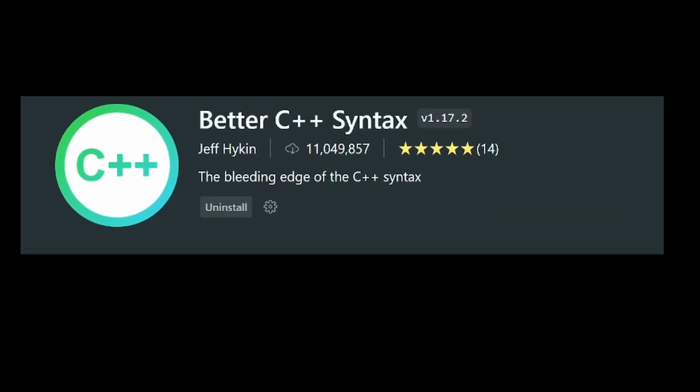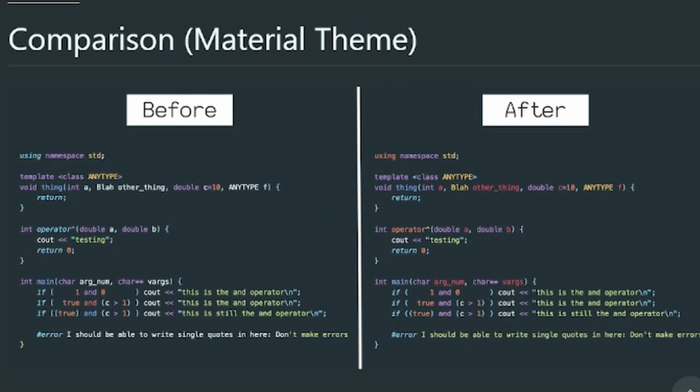Next is Better C++ Syntax. Its sole purpose is to improve the color code for C++ language for any theme.